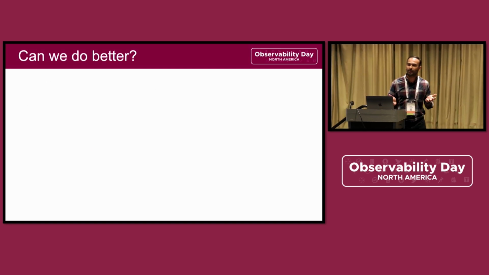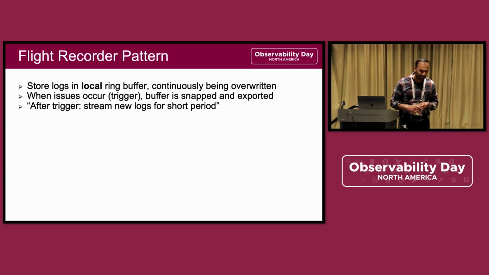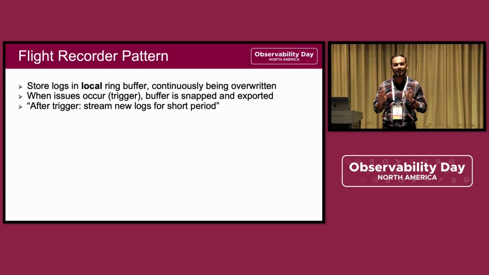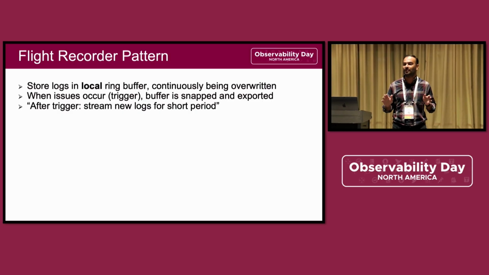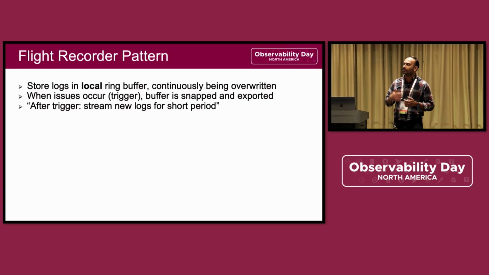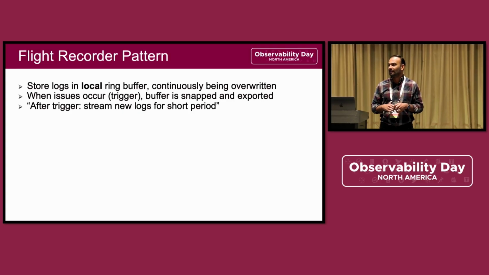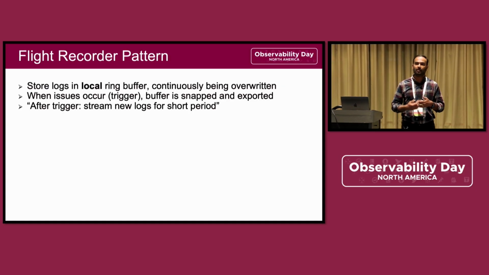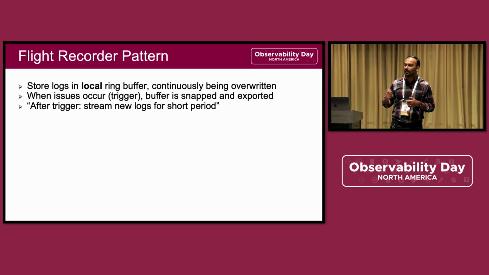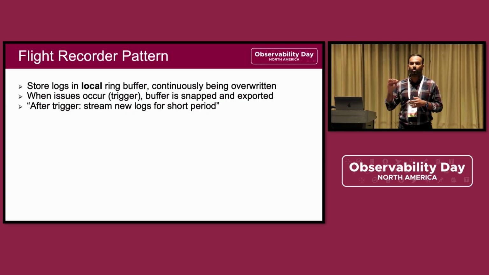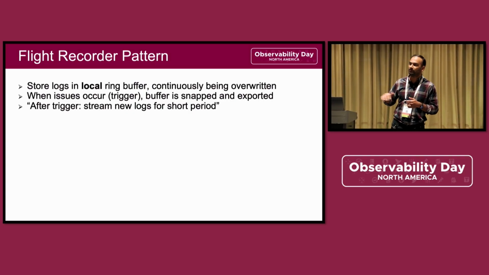Let's see, can we do better? That's the topic today. It's called the flight recorder pattern. Full disclosure, there is nothing new or innovative or revolutionary here. It's just copying or learning from other systems into OpenTelemetry. The idea is very simple. Instead of streaming or sending logs all the time to your backend, you keep them in a ring buffer or a circular buffer, constantly overwriting the older ones as new ones come in.